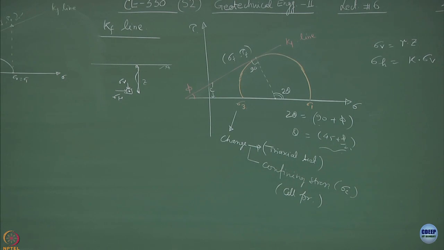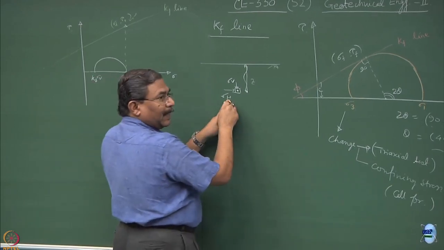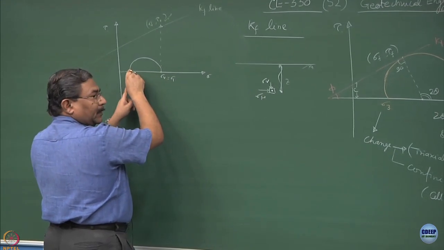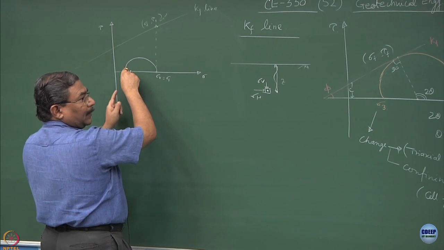Meaning thereby, in the direct shear box test, we could not control the confining stresses. From where is the confinement coming? In the form of sigma h. Because what we have done is we have assumed this to be a state of stress at rest.